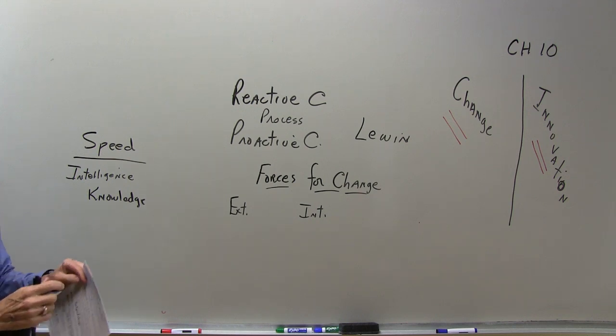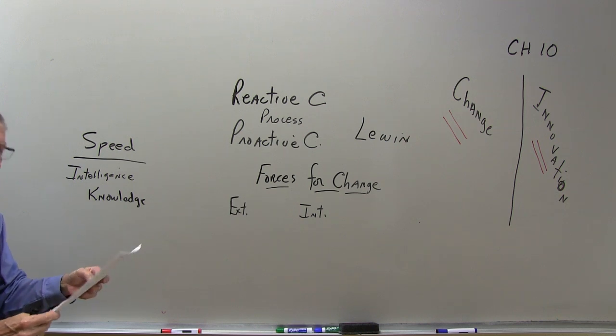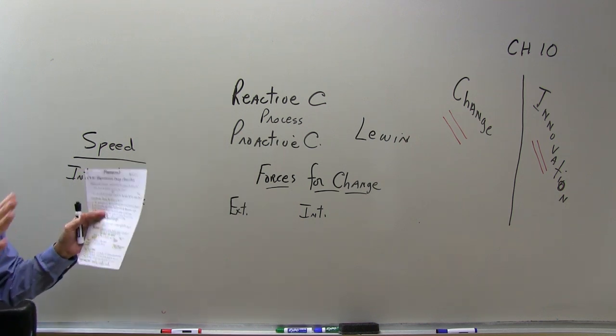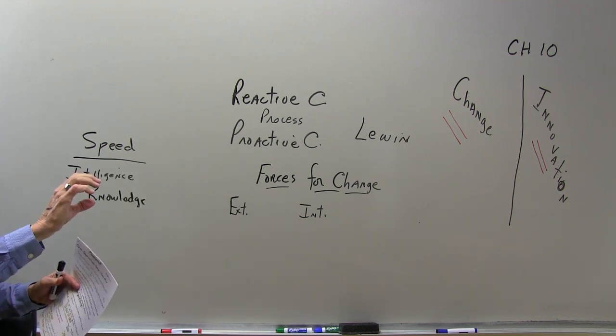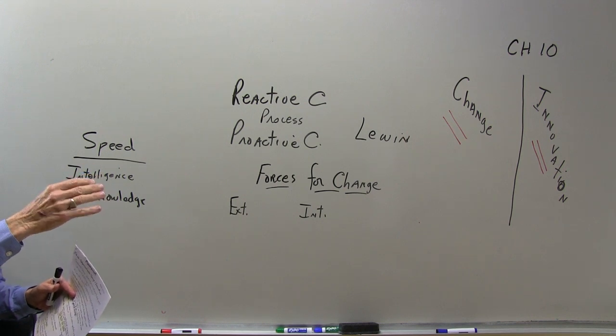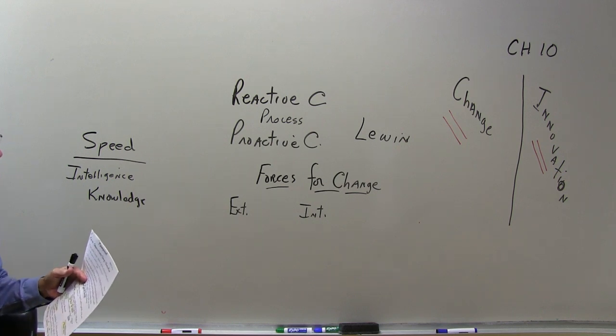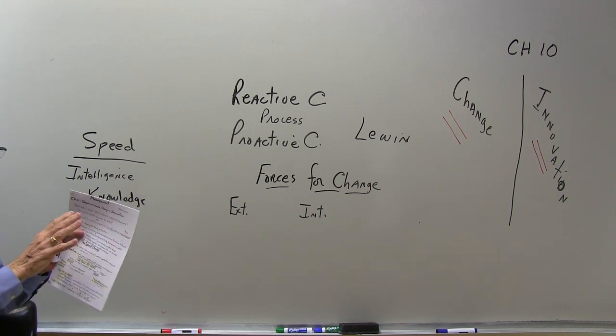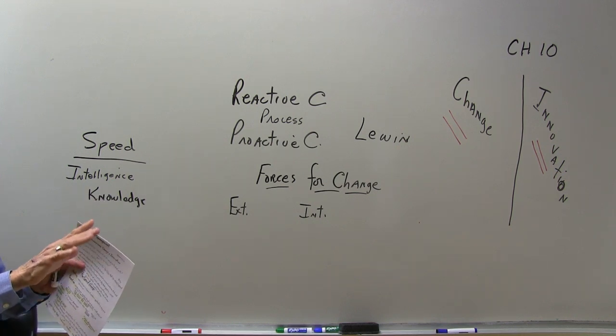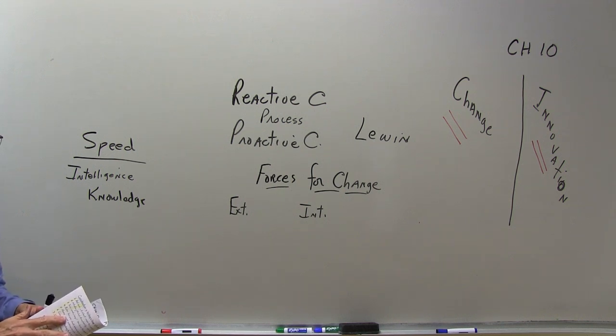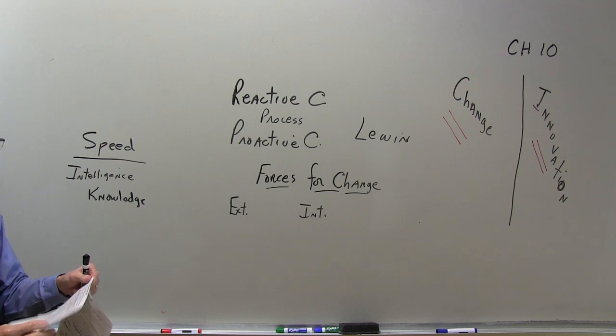Okay, so unfreeze, he says. Then Lewin says, after you've unfrozen, change. You got them ready for it, make the change. Then once you've made the change, refreeze. You see that? Unfreezing, changing, refreezing. So now you've implemented the change, and now you refreeze. Now the change is the new way of something being done.